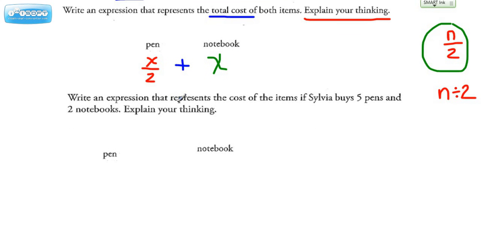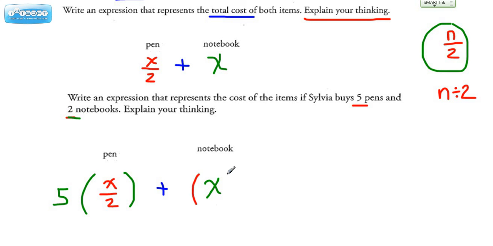Over here it says, write an expression that represents the cost of the items if Sylvia buys 5 pens and 2 notebooks. Now we're just going to take what we already have here, which is x divided by 2, and then we're just going to say that we're going to have 5 equal groups of that. And then same thing, we're going to bring our plus sign down, and we're going to write our x. But they're talking about 2 notebooks. So if we have 2 notebooks, that means we're going to multiply this by 2. And this is our expression that'll fit this situation.